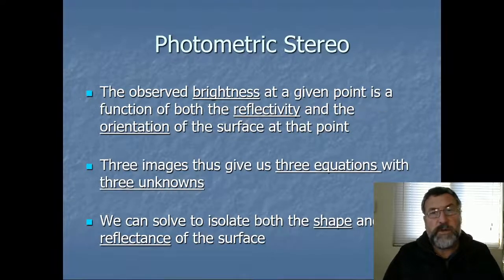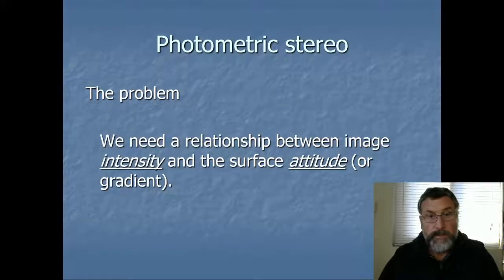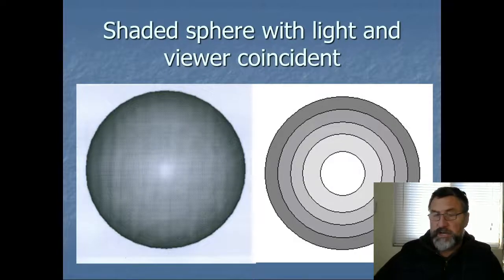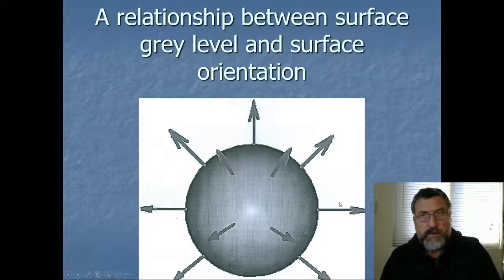As it says here, the observed brightness at a given point is a function of the reflectivity and the orientation of the surface at that point. The images, as I say, give us 3 equations for the unknowns. So we can solve it to get the shape and reflectance of the surface at each point and therefore the whole surface. So we need a relationship between the image intensity and the surface attitude, as I was saying. If we're looking at a sphere here, the apparent brightness changes as the angle of the surface from the light source changes, assuming it's lit from above. A relationship between surface grey level and surface orientation is what we've got then.